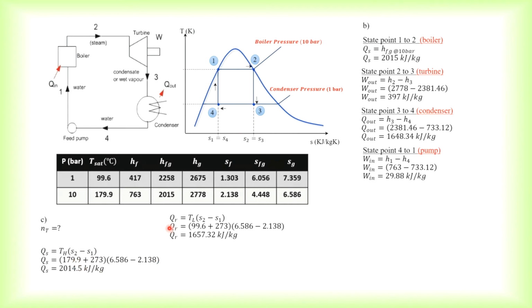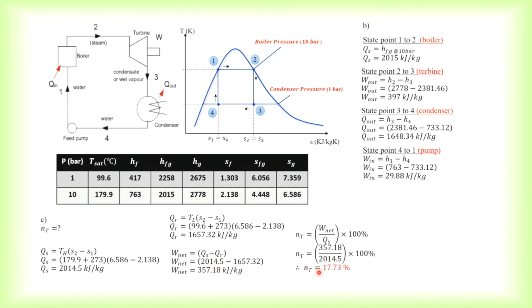So once you got heat supply and heat rejected, actually you can find out net work. For your net work out, you can straight away take heat supply minus heat rejected, or work out minus work in. Now I repeat once more, your net work out, you can take heat supply minus heat rejected, or you can take work out minus work in. You should get the same amount of net work out. Or you can use this to calculate your heat supply and heat rejected, then to find out your net work out. Then this would be your thermal efficiency based on this.